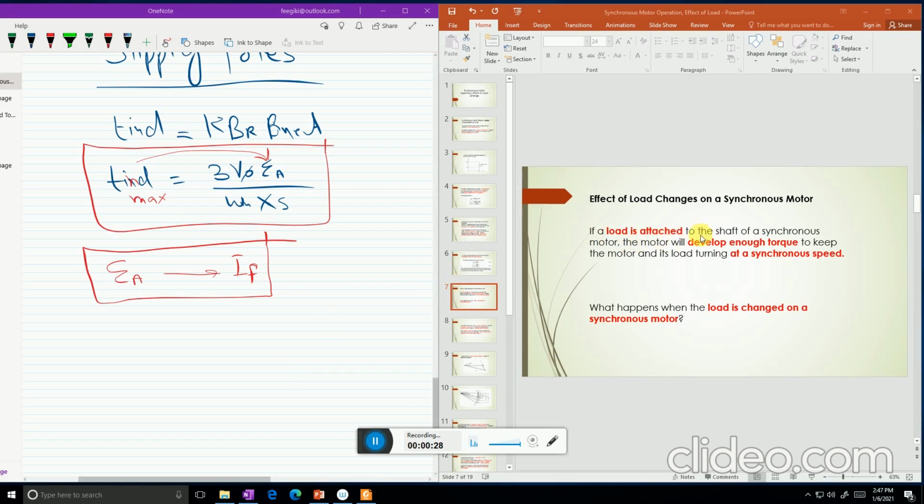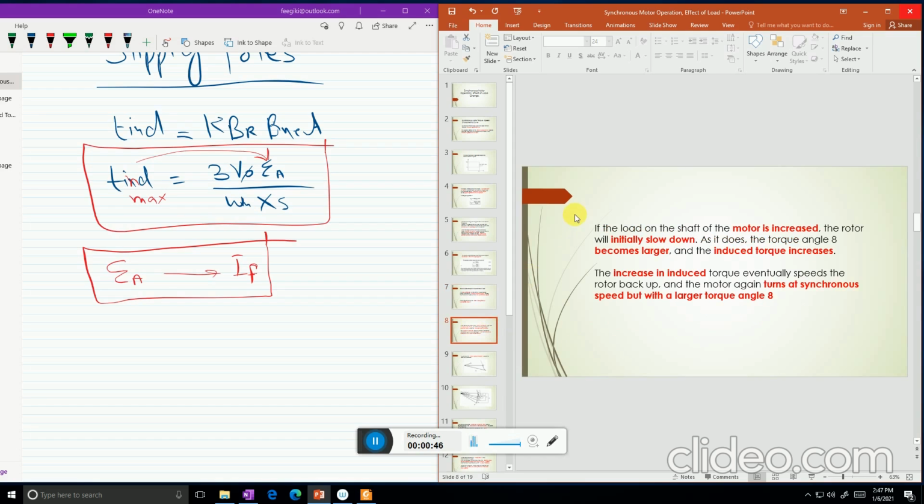If a load is attached to the shaft of a synchronous motor, the motor will develop enough torque to keep the motor and its load turning at synchronous speed. So the motor will run at the same speed, synchronous speed. So what happens when the load is changed on a synchronous motor? When the load on the motor is increased, the rotor will initially slow down a little. As it does, the torque angle delta becomes larger and the induced torque increases.